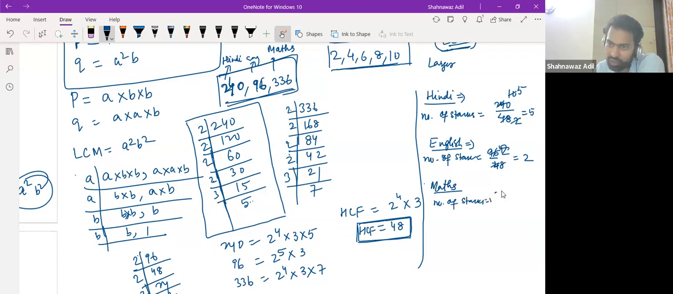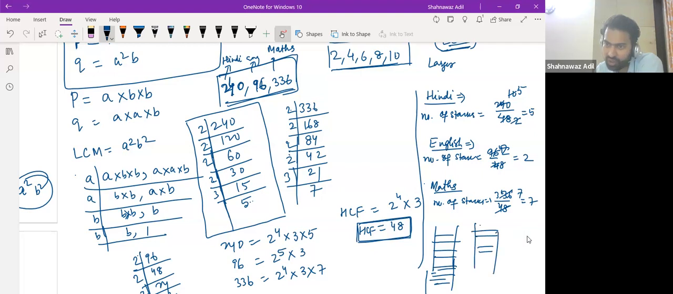How many stacks would be there? 7. So 7, right? Which means you will have 5 stacks of Hindi, 2 stacks of English, and 7 stacks of maths. So this was the question. So very good, whenever you have an arrangement, then you count, then you calculate HCF, right?